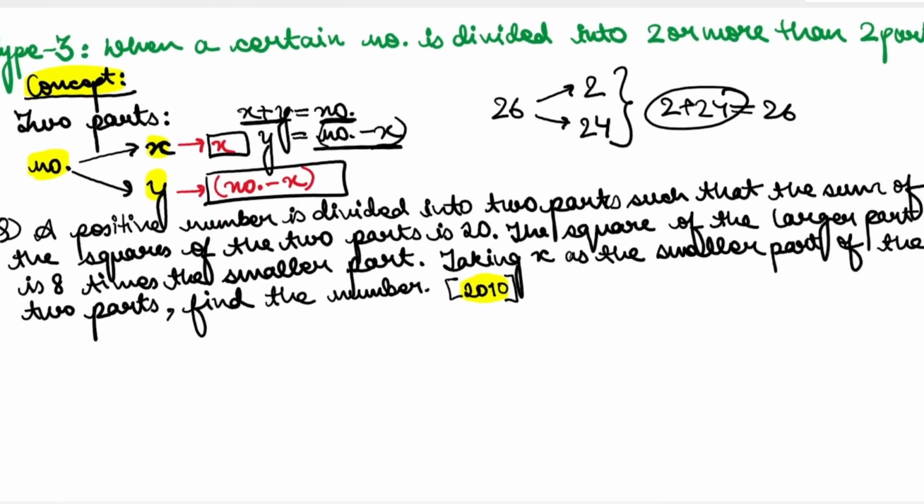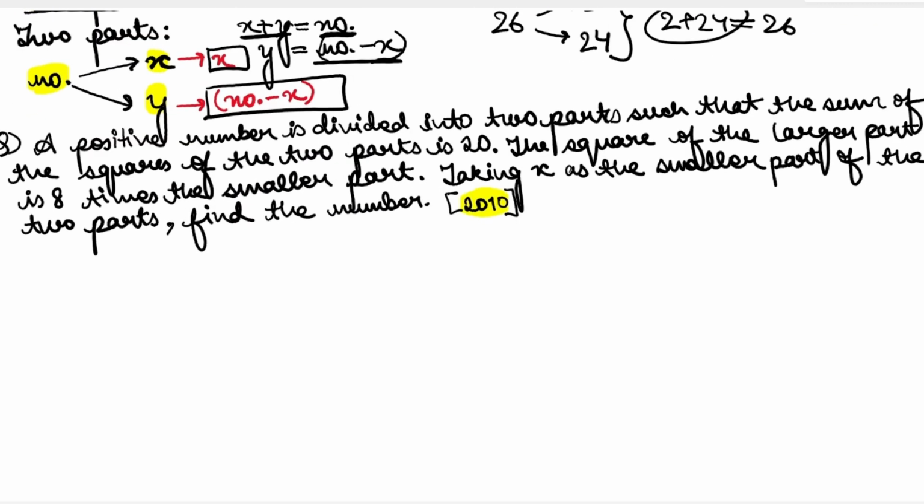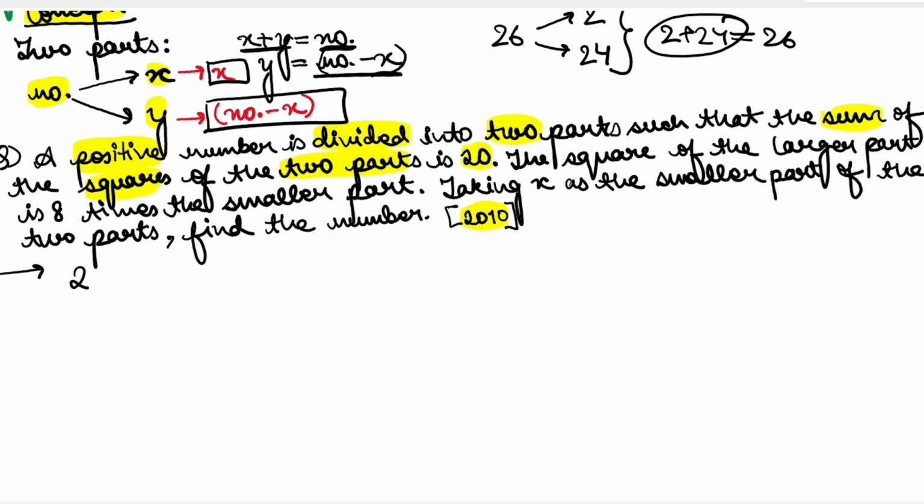Okay. Now, we'll solve this question. The question says here that a positive number is divided into 2 parts such that the sum of the squares of the 2 parts is 20. So first let's do this much. So which are our two numbers? As usual, our two numbers are x and y.